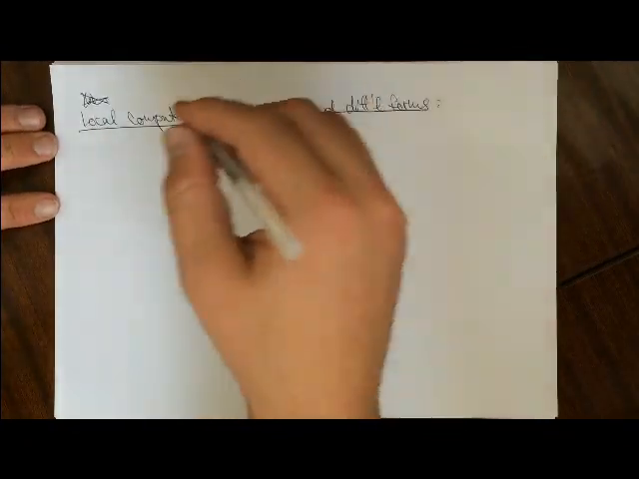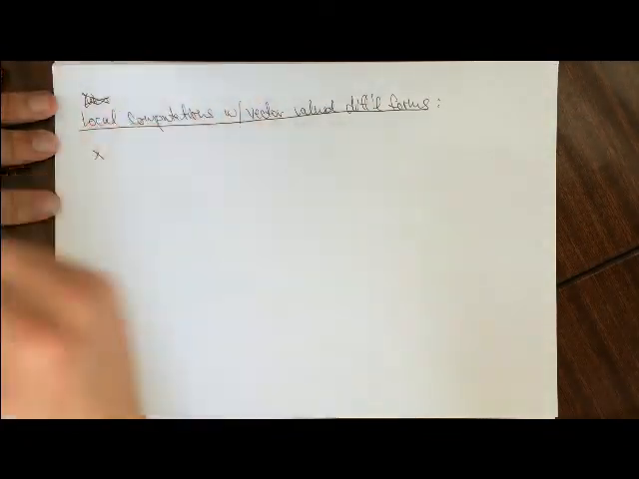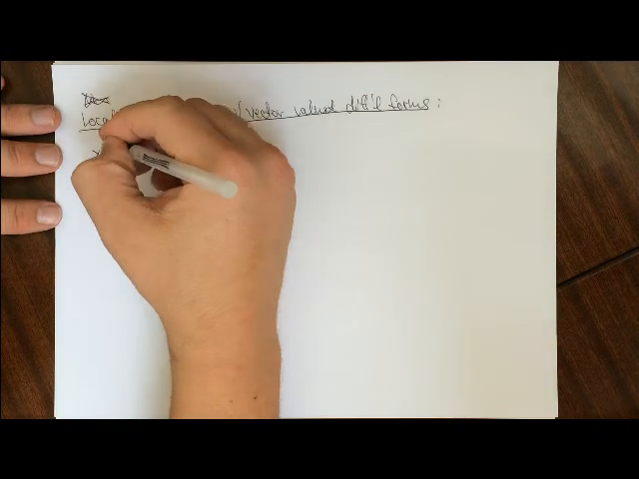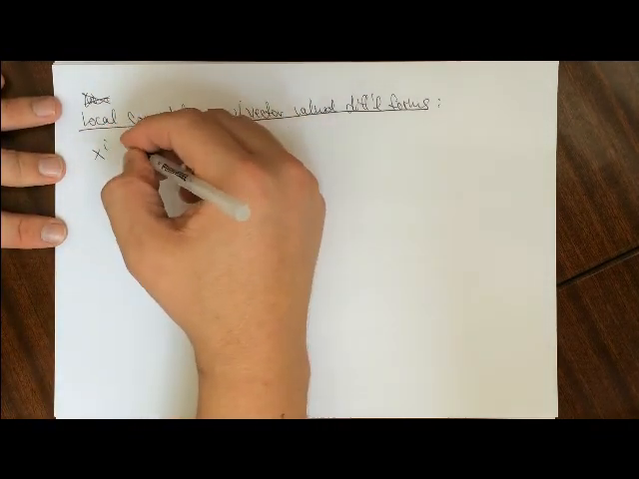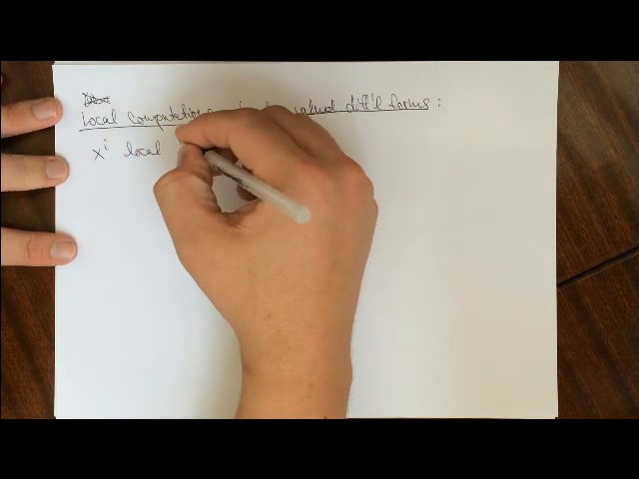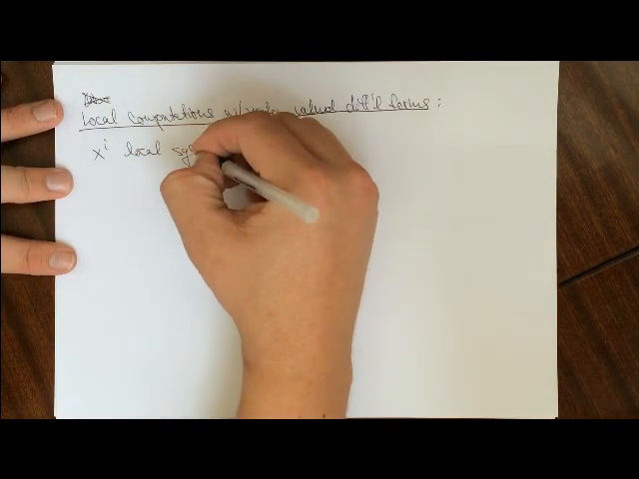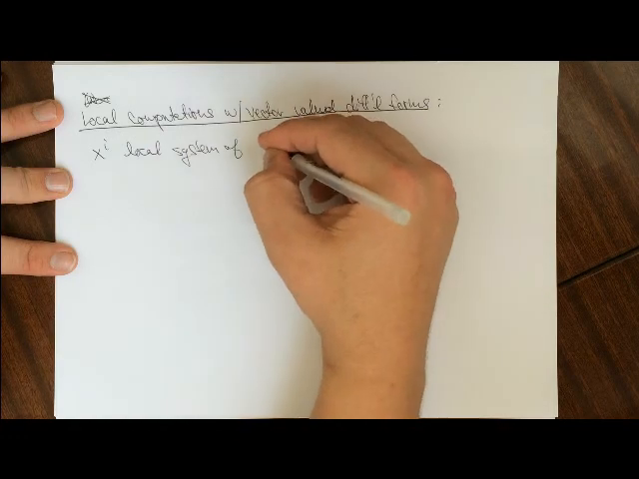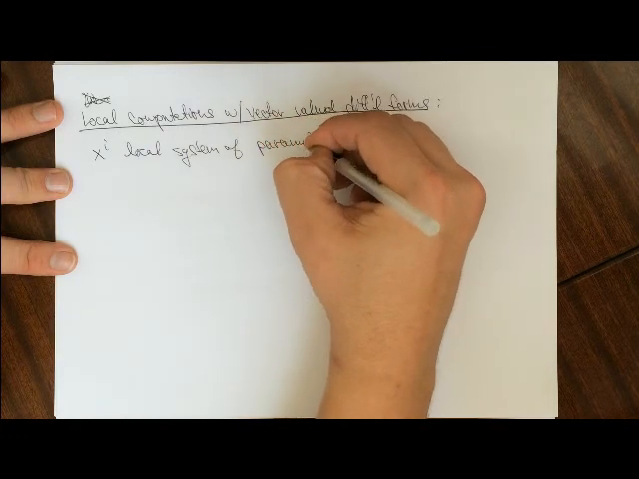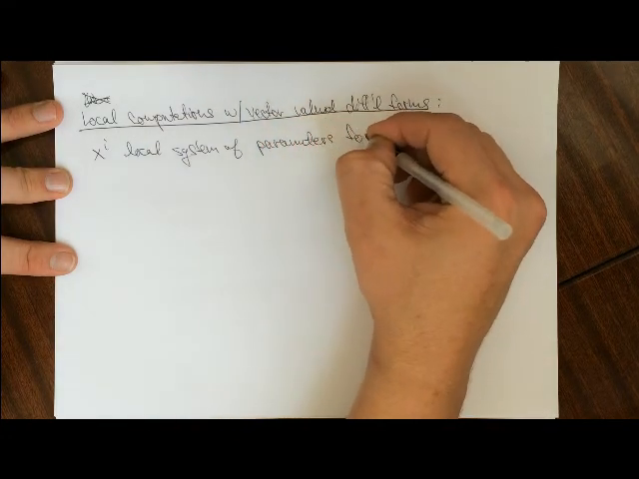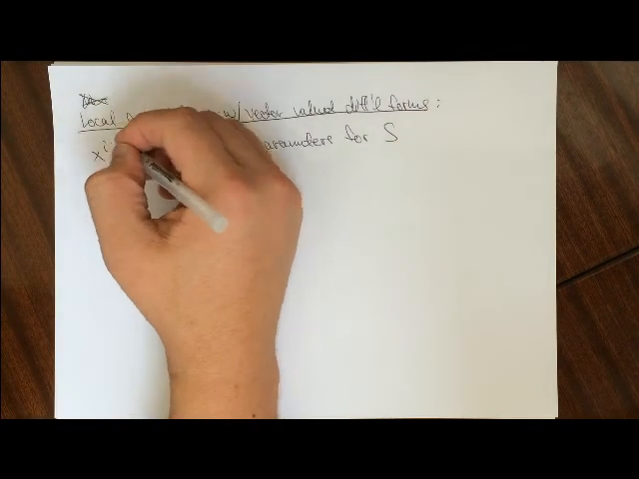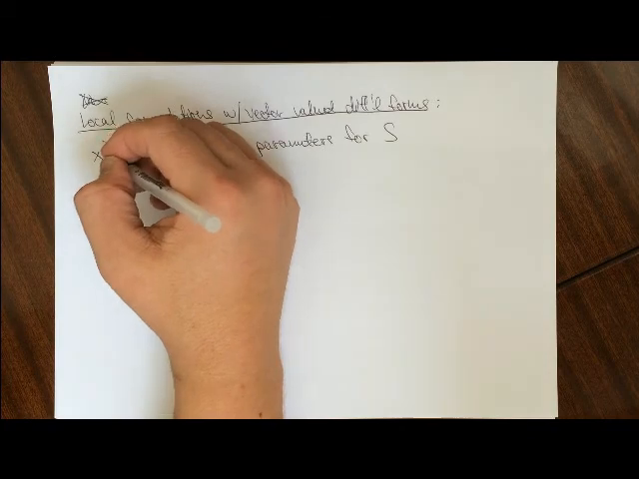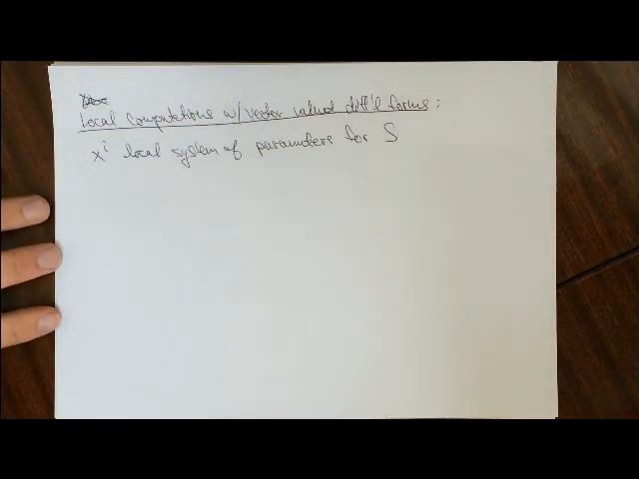So let's take x_i. So this will be local. So this is a local system of parameters for S, so our base space S. And so these aren't raised to a power. So these are, again, I'm just going to write them like this.